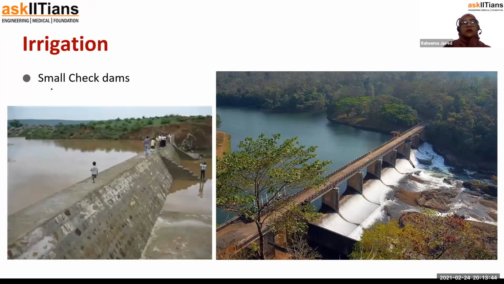Let's move on to the small check dams. These small check dams, which you can see in the pictures, are built in areas so that rainwater can be saved. Rainwater does not run off, and it can prevent soil erosion also. So it is just there to prevent the runoff of the rainwater, which can also be a cause of flooding. So they are preventing that also.